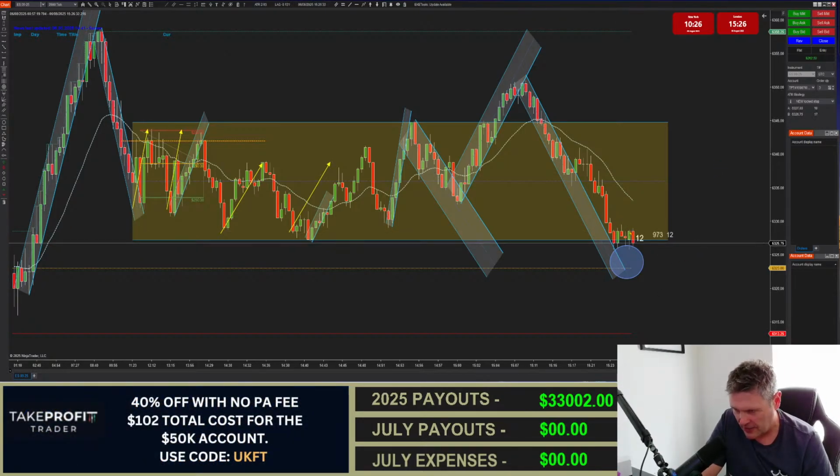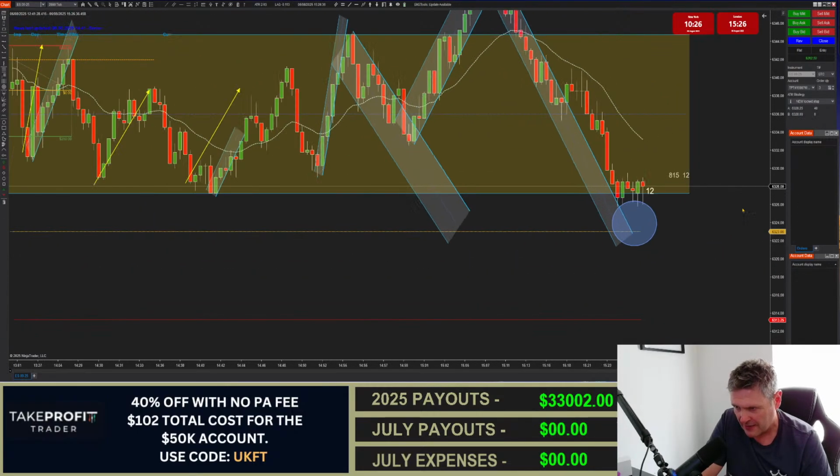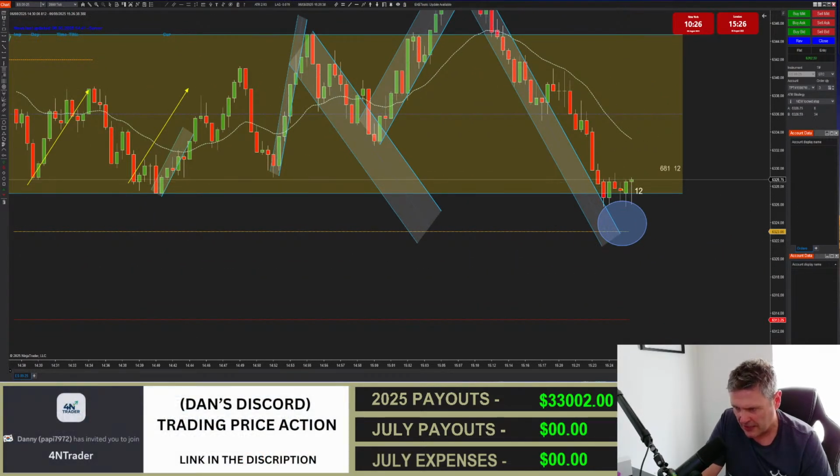Okay, so that higher low, I still had my sneaking suspicions that this is going to get into this little blue circle here now. It's triggered and came straight down, but then pushed back up.